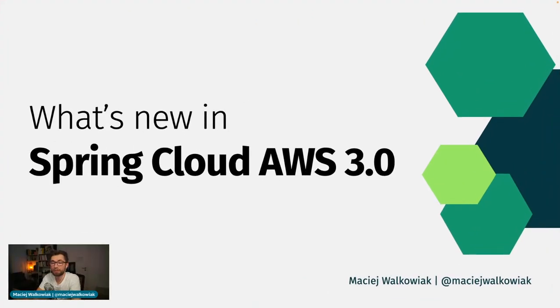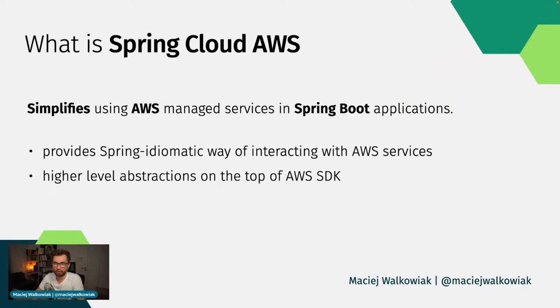Today, we are going to talk about what's new in Spring Cloud AWS 3.0. For those who are unfamiliar with Spring Cloud AWS, its goal is to simplify using AWS managed services in Spring Boot applications. You can also think of it as bridging the gap between the relatively low-level AWS SDK and a Spring idiomatic experience that you are familiar with from other Spring modules or libraries. It is not a deployment tool, and in fact, your application doesn't even need to run on AWS. It's enough that you use certain AWS services, and then there's a high chance that you will find Spring Cloud AWS useful.